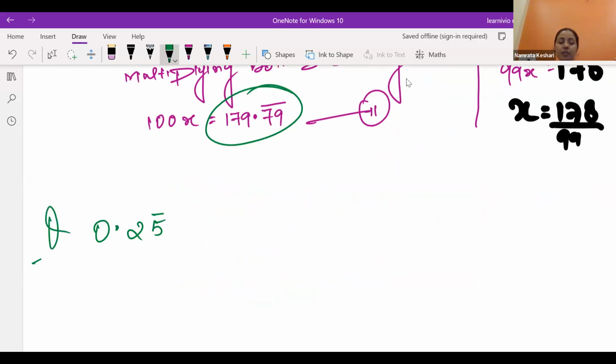Ma'am, can you repeat the question? Yes, Tanisha, what did you say? Ma'am, I was asking you to repeat the question. Screen is not visible. Can you see the screen? Yes, ma'am. Okay, 0.25 bar, just 5 is containing bar.